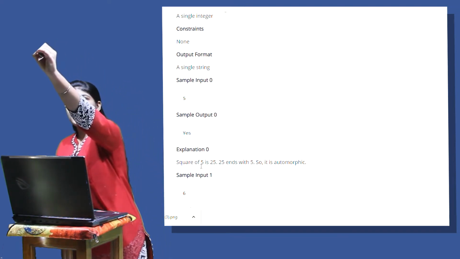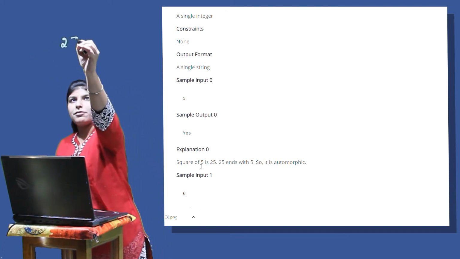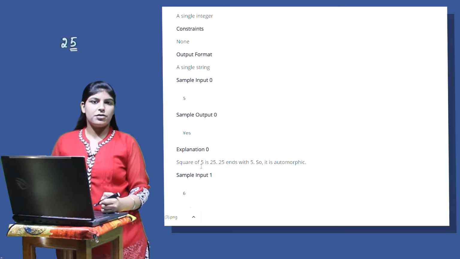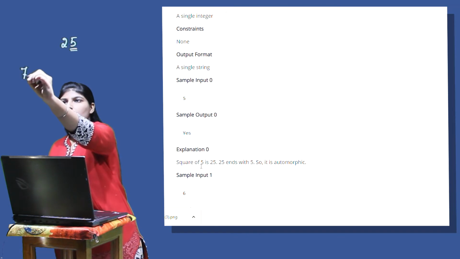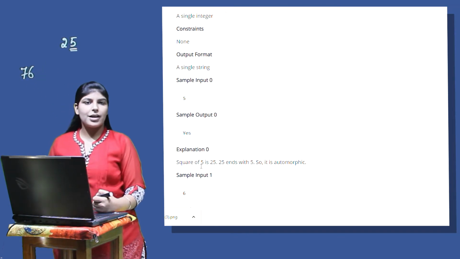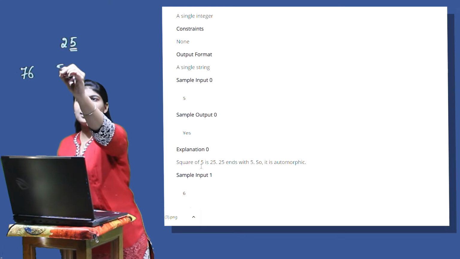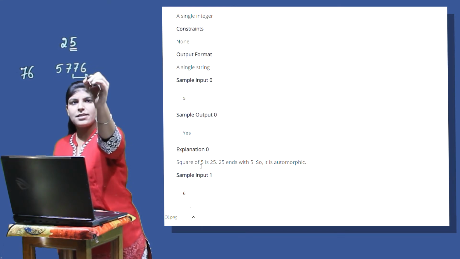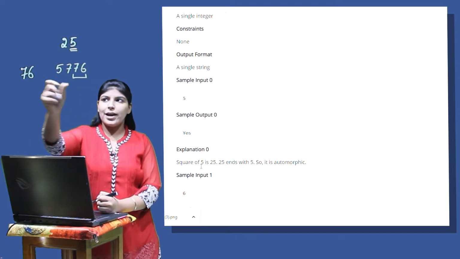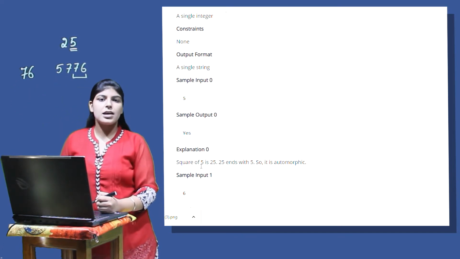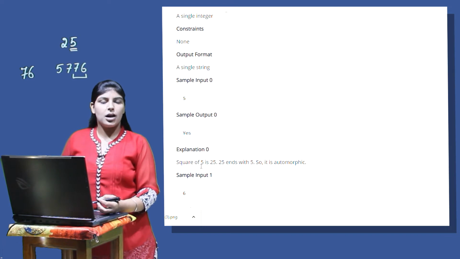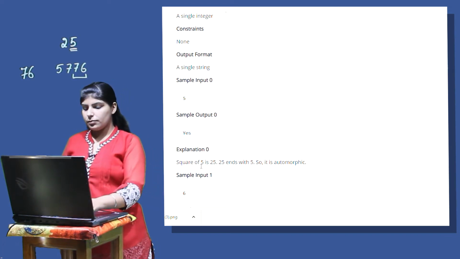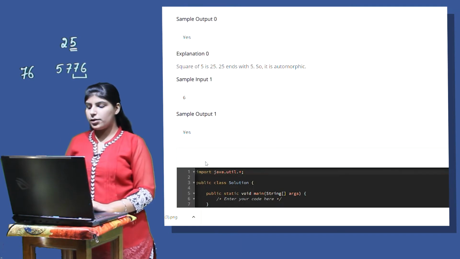So I have the number n as 5 and its square is 25. So 25 ends with 5. So it is an automorphic number. Suppose I have the input number as 76. If I calculate the square of 76, I'll get 5776. Now this number ends with 76. That is, the square ends with the number itself. In this case, the number is automorphic. Otherwise, it's not automorphic. So let's see how we can code this.